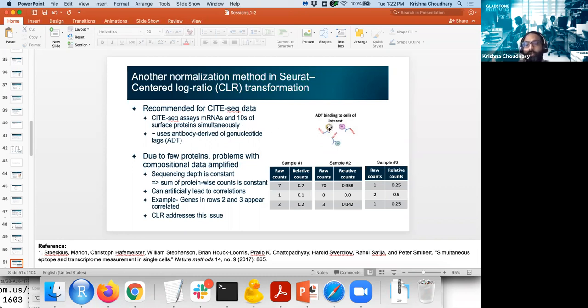And so if you incubate your cells with these antibodies, then the antibodies will latch on to the surface proteins, and with them will come an oligonucleotide, which is specific to each antibody. With these antibodies, you can tag your surface protein with an oligonucleotide, which can be sequenced just like any mRNA or anything else inside the cells. So that's how it works.